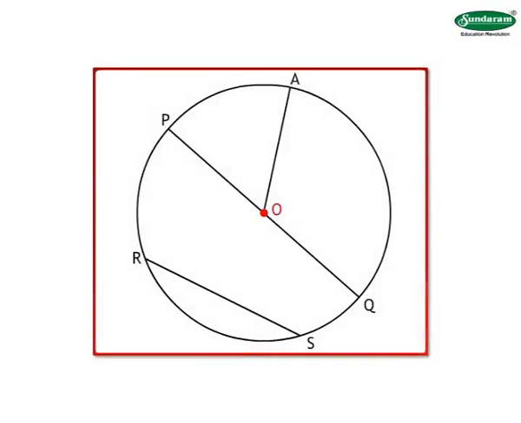O is the center of the circle. Which is the radius of the circle? Segment OA is the radius of the circle and segment PQ is the diameter of the circle. Segment RS is the chord of the circle.